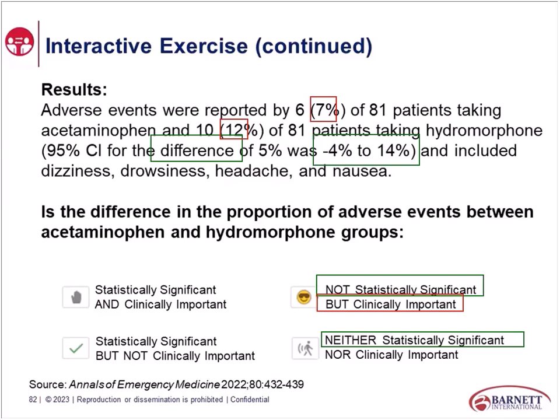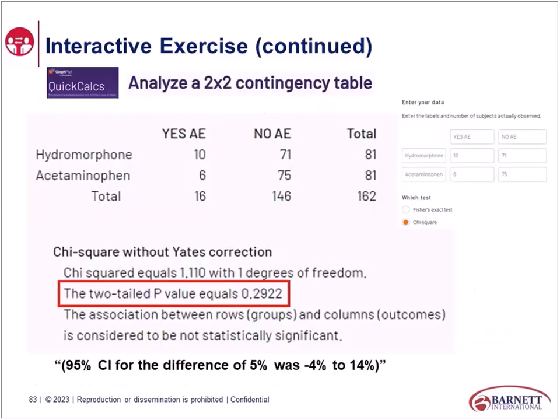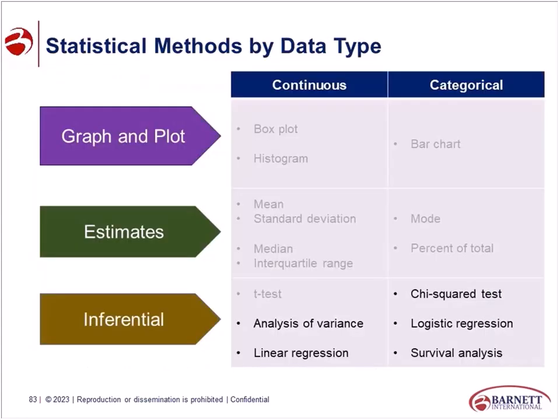So you have this dichotomy in the two examples. And we can actually use quick calc. You notice that the p-value is 0.2922. We can use quick calc to calculate the difference between two proportions. Okay, so let's look at some of the other methods here: analysis of variance, linear regression, chi-square test, logistic regression, survival analysis, and then we have open for questions. So, a few methods.